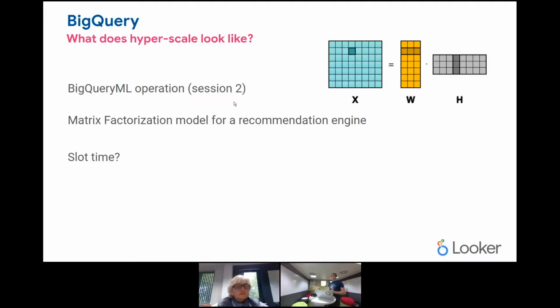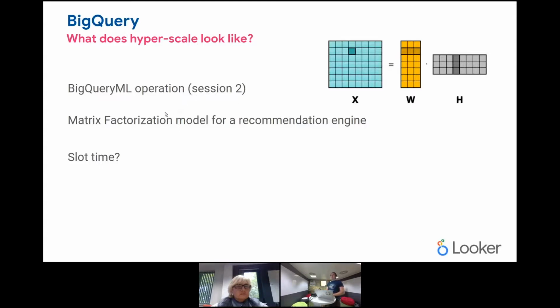So a slot is a theoretical amount of computation. By default, you get 2,000 slots from BigQuery. When we talk about slot time, it's how long it would take on a single slot to process that. Now, with this particular problem, it was actually something like 53 days of slot time. So what that means is had we run that on a single slot on BigQuery, it would have taken 53 days to compute that matrix.